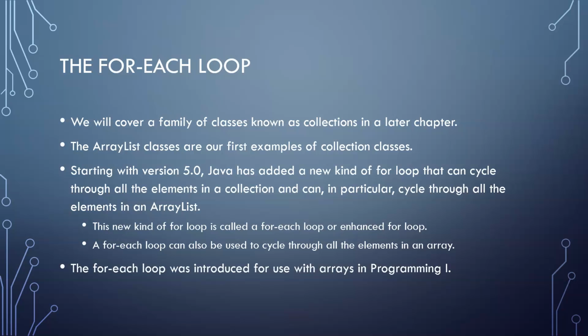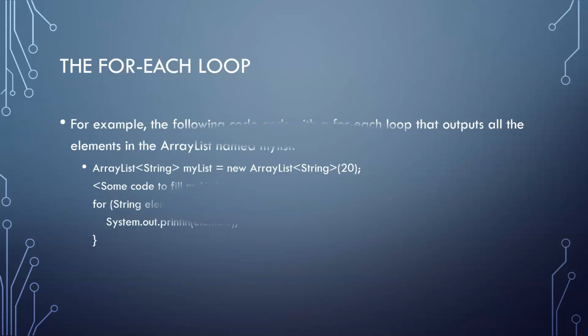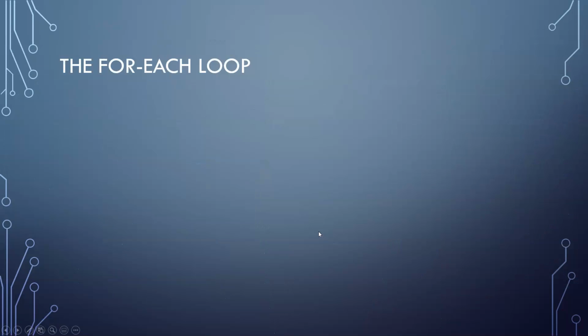Now, the for each loop was introduced, if you recall, back with our use of arrays in Programming 1. We touched on it a little bit. For example, if we look at the following code, you'll see that it ends with a for each loop that outputs all the elements in an ArrayList named myList. So we have ArrayList<String> myList = new ArrayList<String>(20), some code to fill it, for (String element : myList) System.out.println(element). All this says is, for the string element within myList, output element.